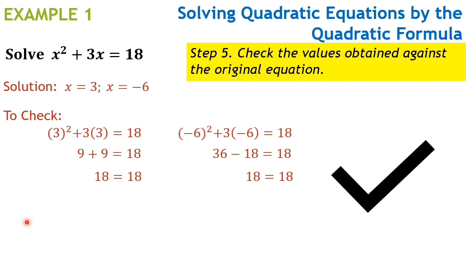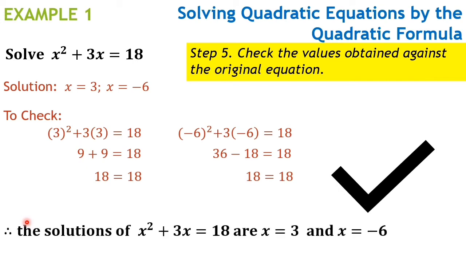Therefore, the solutions of x squared plus 3x equals 18 are 3 and negative 6. So that is how you're going to perform using the quadratic formula in solving quadratic equations. Do you follow?